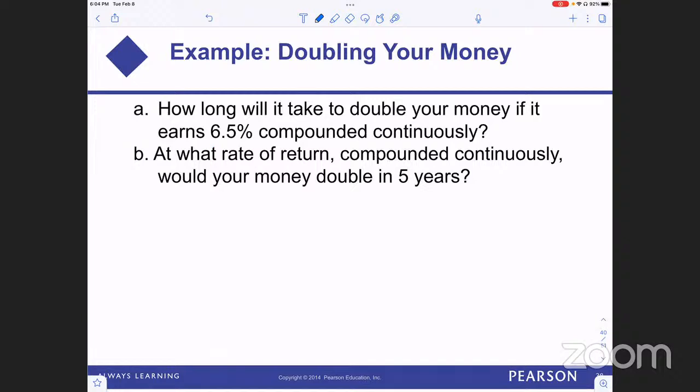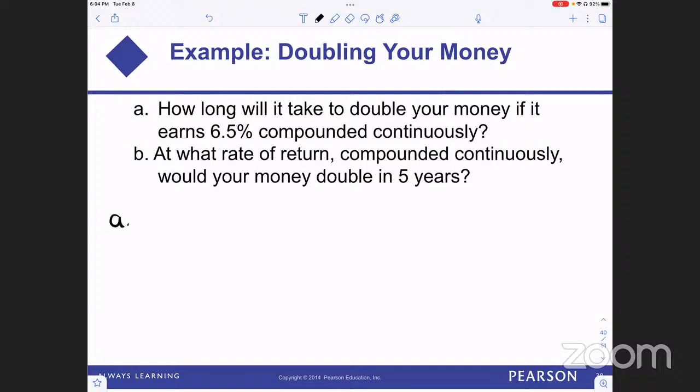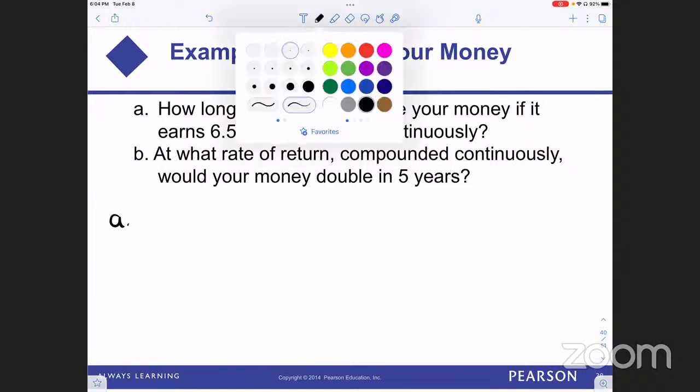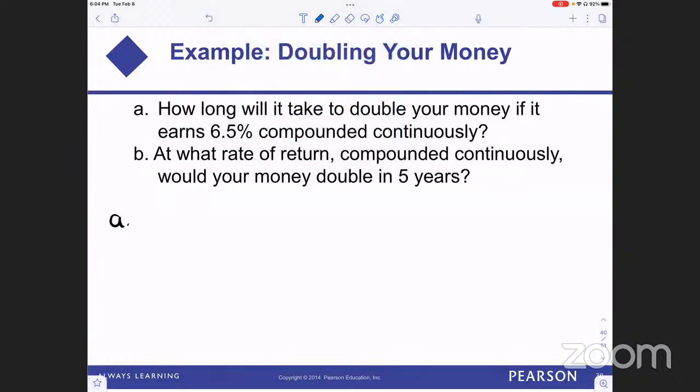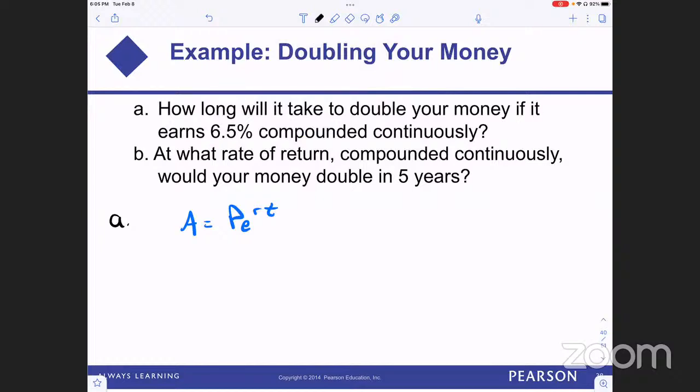How long will it take to double your money if it earns 6.5% compounded continuously? So for part A, for continuous compounding, there's this formula we use. I call it PERT. I think we discussed some compound interest formulas, right? When it's continuous compounding, P e to the rt, PERT. If it says how long, that means we're solving for T to double your money. So that means we want to finish with 2P. We're starting with P, e to the, if it earns 6.5%, that's the growth rate.